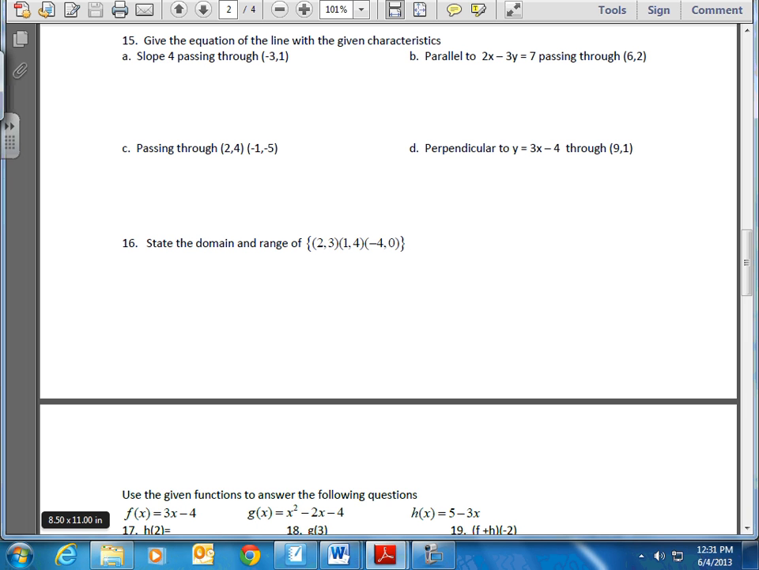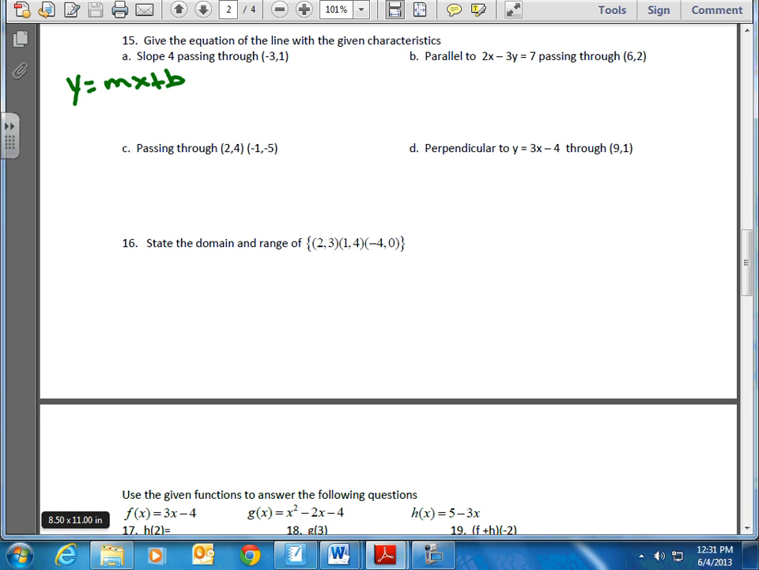Question 15. Find the equation of the line with the given characteristics. We are going back to y equals mx plus b for question letter A. Y equals mx plus b. Remember, in this equation, the m stands for the slope, the b stands for the y-intercept.